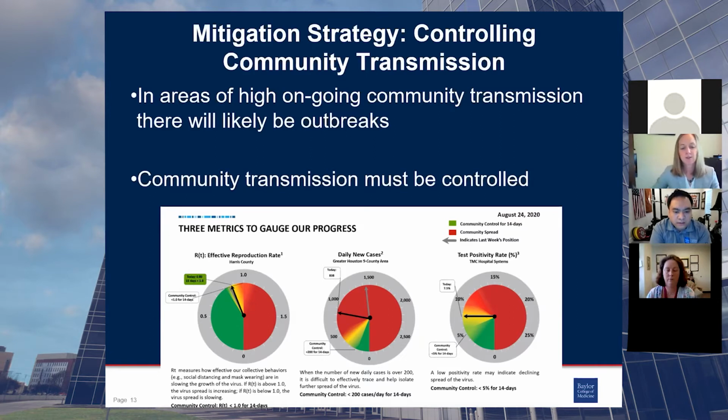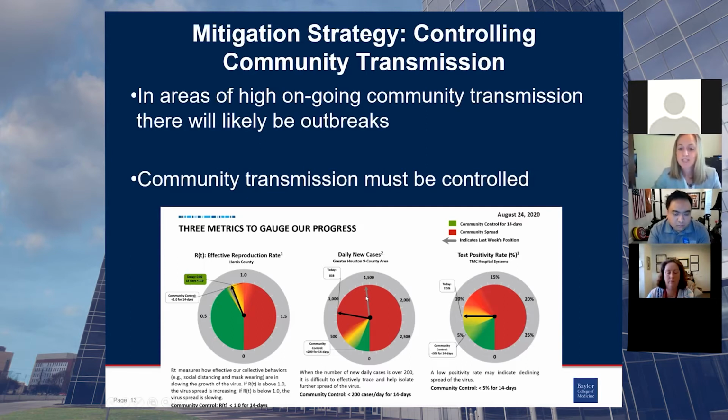This is part of the Texas Medical Center dashboard, which is again readily available for everybody. And they're looking at 3 different indicators. The first is the effective reproductive rate, where the number that we're trying to hit is less than 1. This is a measurement of how effective our collective measures, such as mask wearing and social distancing, have been in controlling community transmission. As you can see here, right now we're at 0.89, which is great. That means reduced viral transmission within the community, and we want to be there for at least 14 days. And at this point, we've been at that benchmark for more than 14 days. So that's really great news.